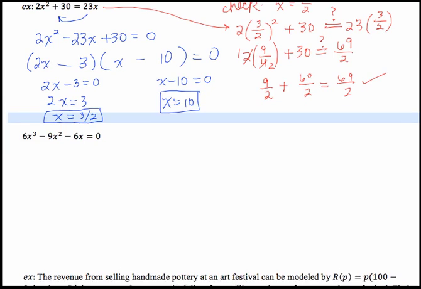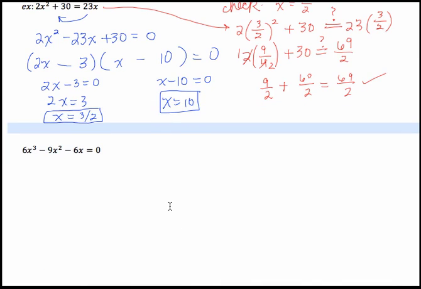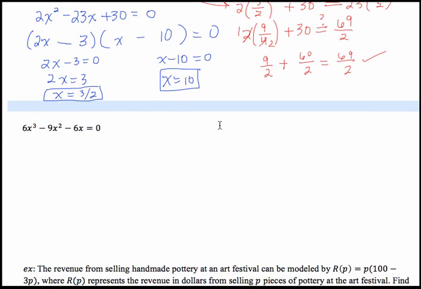6x cubed. Interesting, it's a cubic. Minus 9x squared minus 6x equals 0. So for that one, it's not a quadratic. It's actually called a cubic equation because the highest power of x is 3. But we can take out a greatest common factor. So it looks like I can take a 3 and an x out of everything, and that gets me started on factoring. So then I have 2x squared minus 3x minus 2.